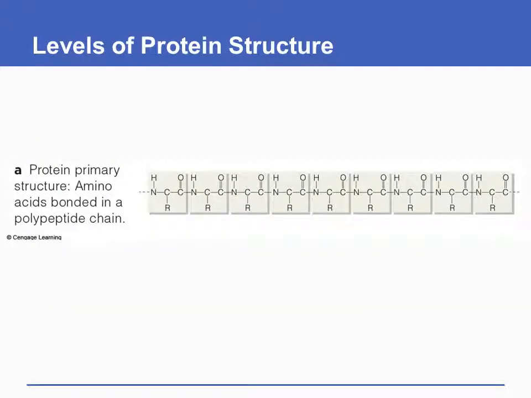Here we see the primary structure of a protein, a bunch of amino acids linked together. This is the first amino acid on the left-hand side, and each box contains one amino acid. So there's 1, 2, 3, 4, 5, 6, 7, 8, 9. 9 amino acids linked together in a polypeptide chain. And remember, as I said, a polypeptide is a fancy word for protein.